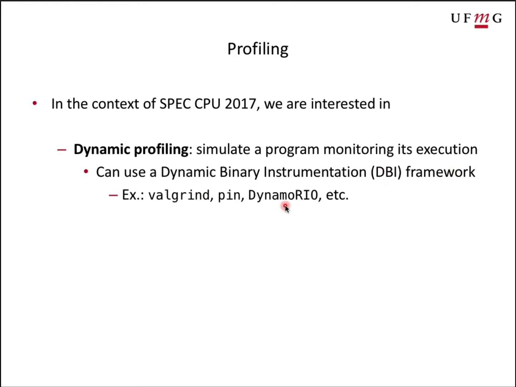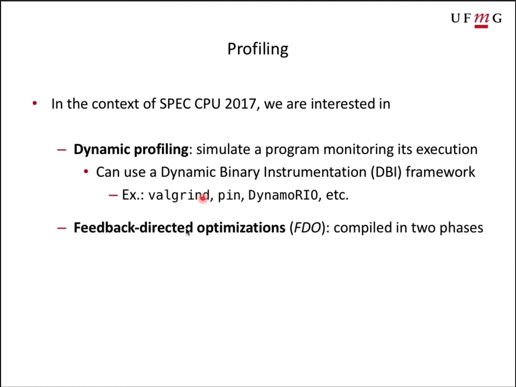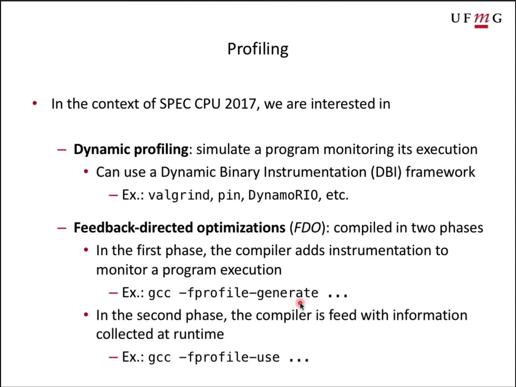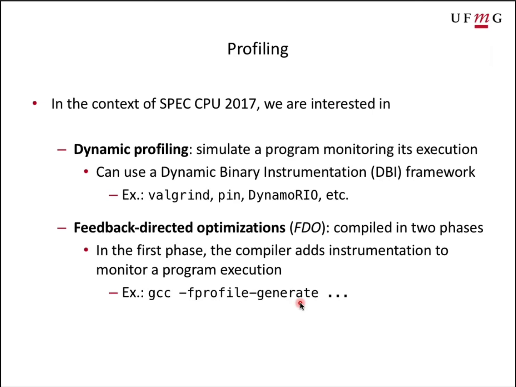So we can evaluate the behavior in this type of DBI. And also with feedback-directed optimizations. This is usually compiled in two phases. In the first phase, the compiler adds some instrumentation. For example, for GCC, it will use the flag -fprofile-generate. So this will generate a binary with instrumentation that, once executed, collects runtime information like statistics.